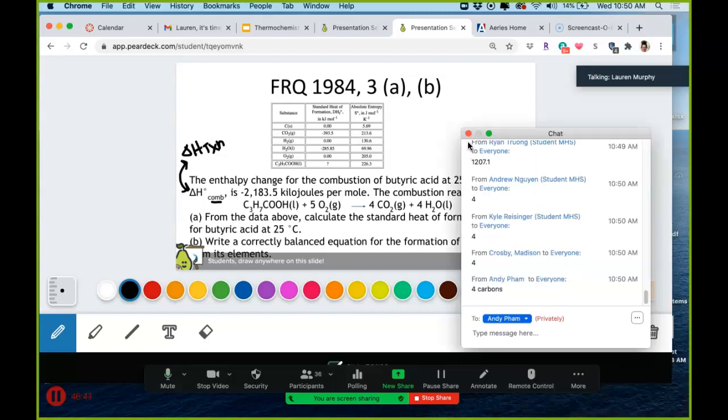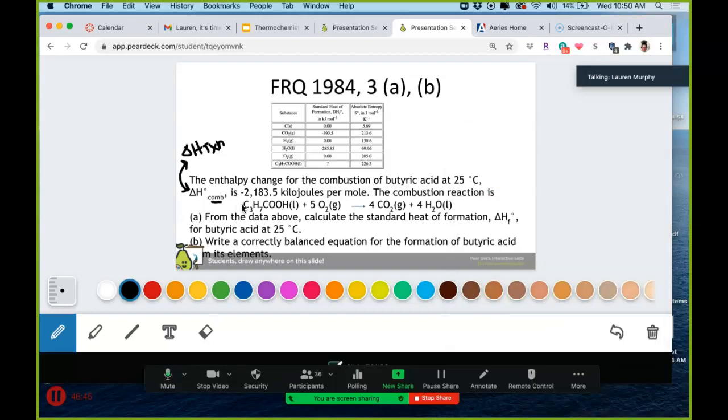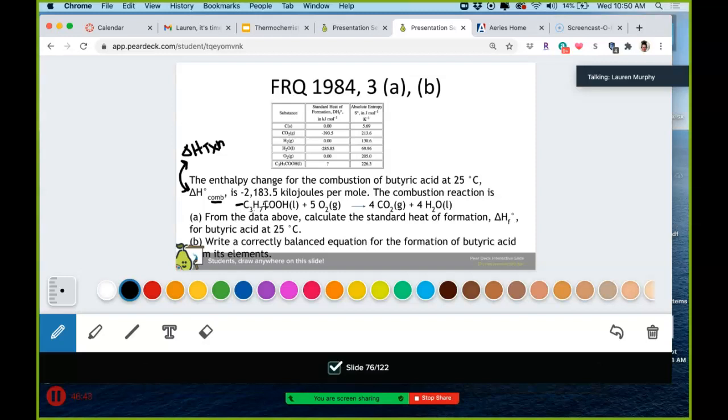Meth, eth, prop, but. It's 4. And you go, well, that's not 4. Well, yes, it is. Look, this is 3 carbons here, and then there's the extra carbon, 4 carbons. Okay. So again, they call this butyric acid.